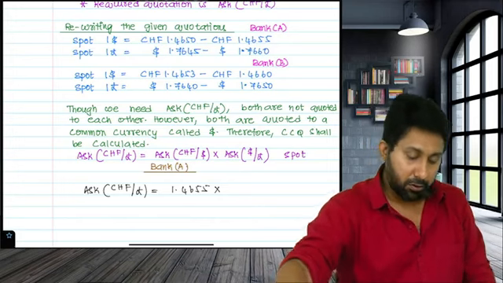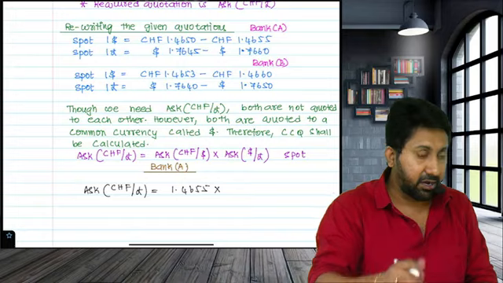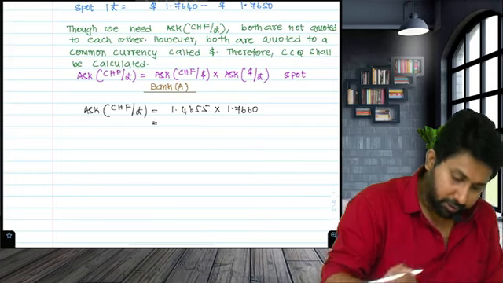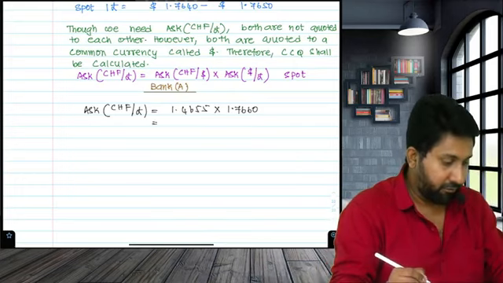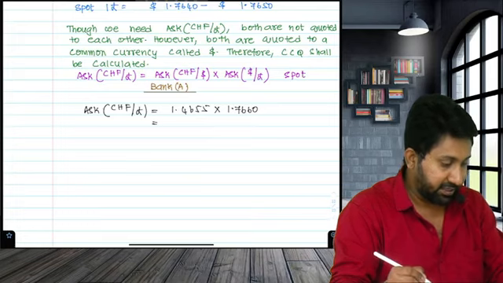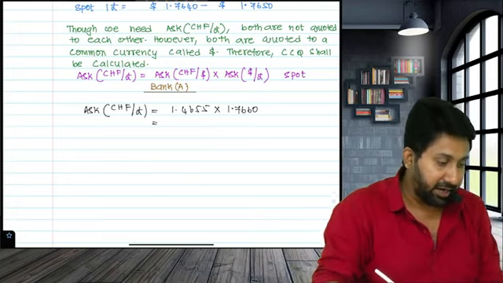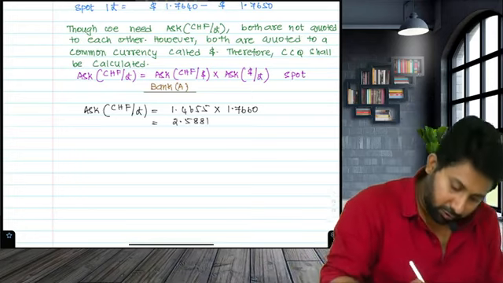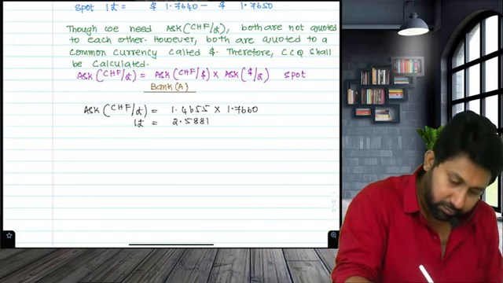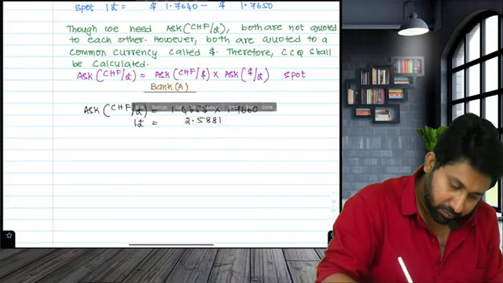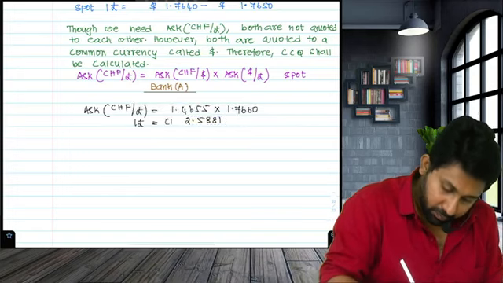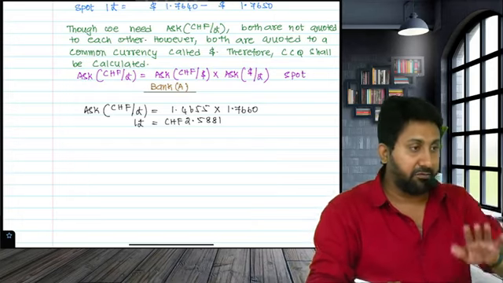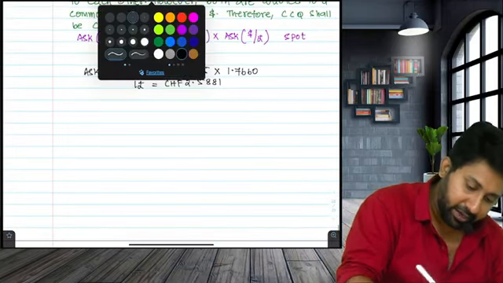See the question. Quotation is given in dollar by pound format. Yes, directly multiply. Ask of dollar by pound 1.7660. 1.4655 into 1.7660 is 2.5881. So 1 pound equal to CHF 2.5881 we need to spend, if it is bank A.